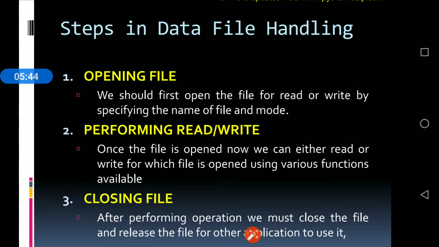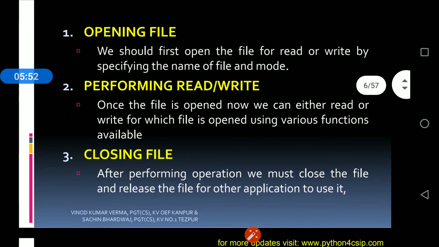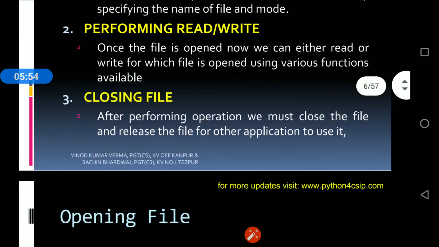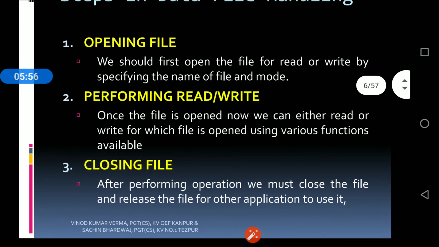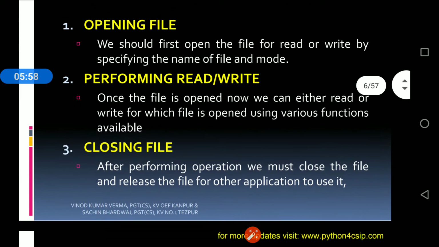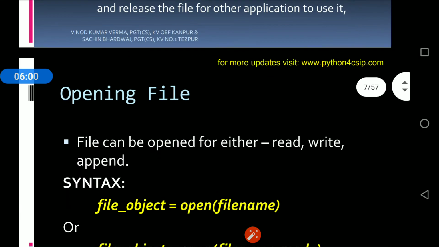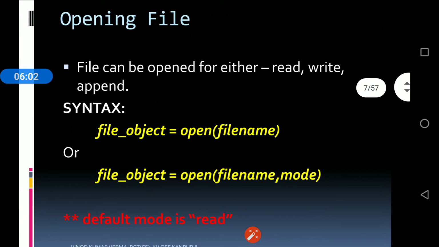First step is opening the file. Always whenever you are using a file, either it is a text file or binary file, you have to open it. Then you have to perform read and write, and then you have to close. These three steps are compulsory in a Python program using file handling techniques. Now, the first step, opening a file. How we open a file?